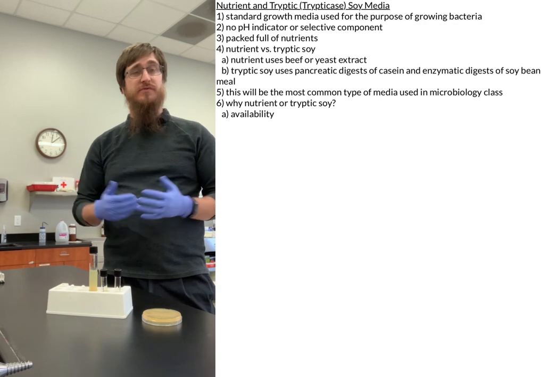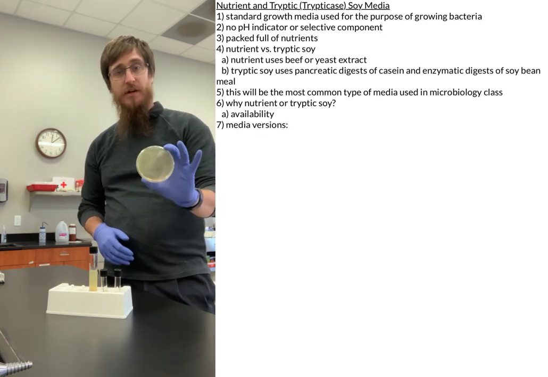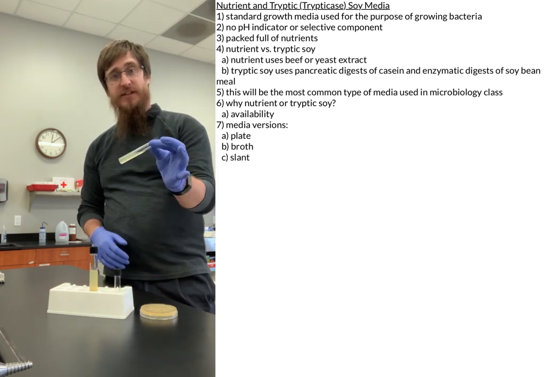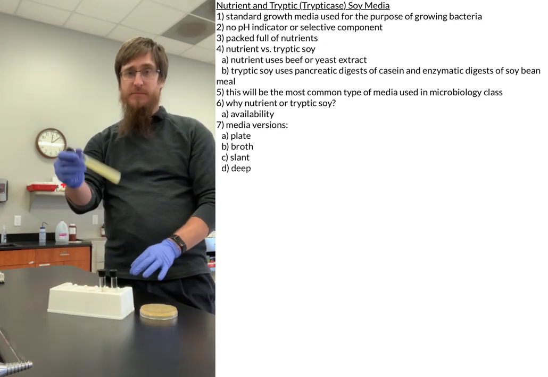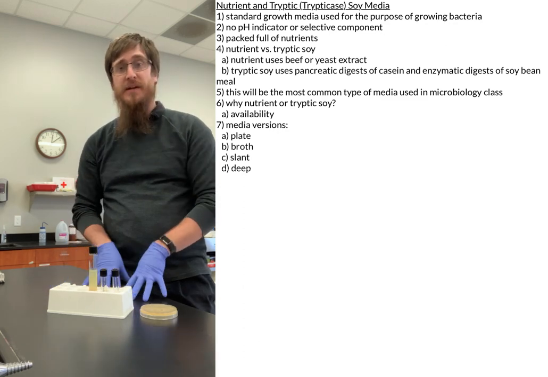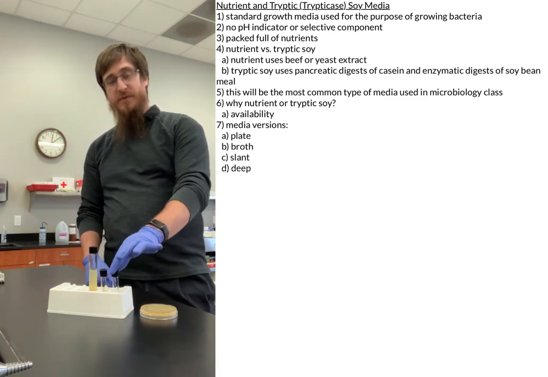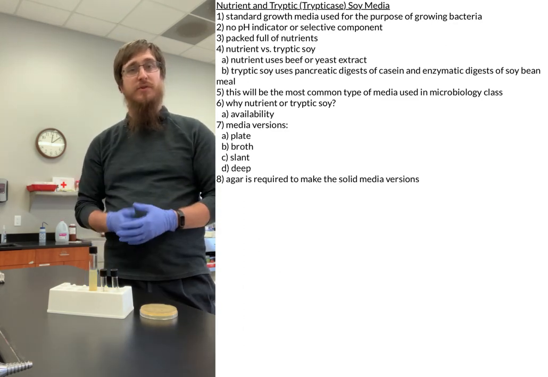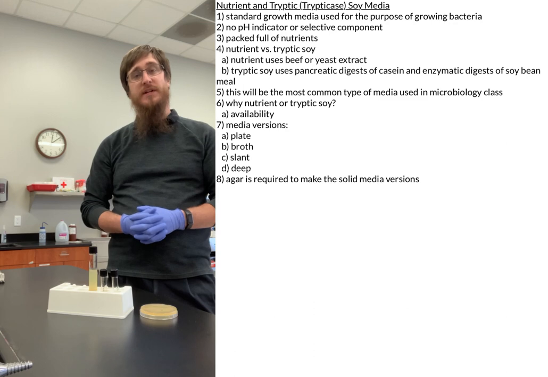It comes in all sorts of different versions, so we can have our plate types, we can have the liquid broths, we can have the slant type, or we can even have the deep type that we can use for the different kinds of tests that we do in the lab. And of course, if we're going between something like a broth or any one of our solid ones, we just have to add agar to it in order to solidify our specific medium.